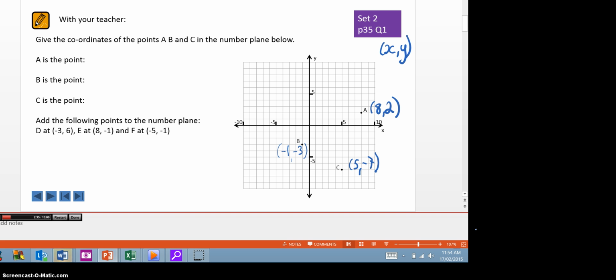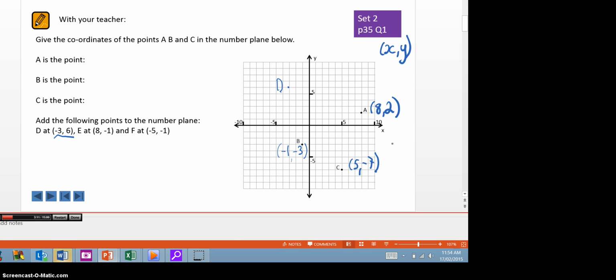The second way is to actually be given the points and then actually put the letters D, E and F on the graph. So let's look at D. We've got to put position at -3, 6. So if we go to the origin, we always go left for a negative, down to here, and then up to position 6. So you could either write the letter D or the coordinates -3, 6.